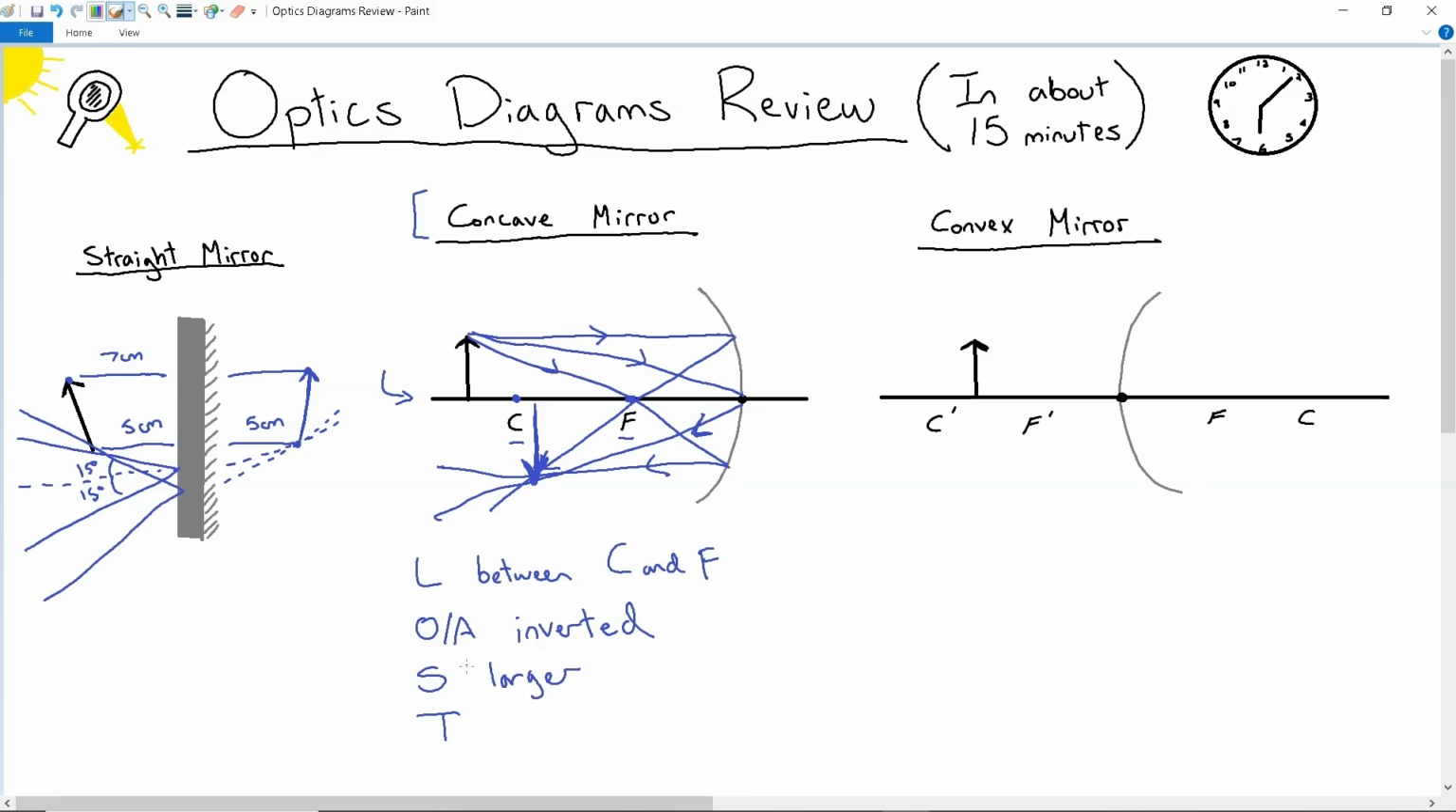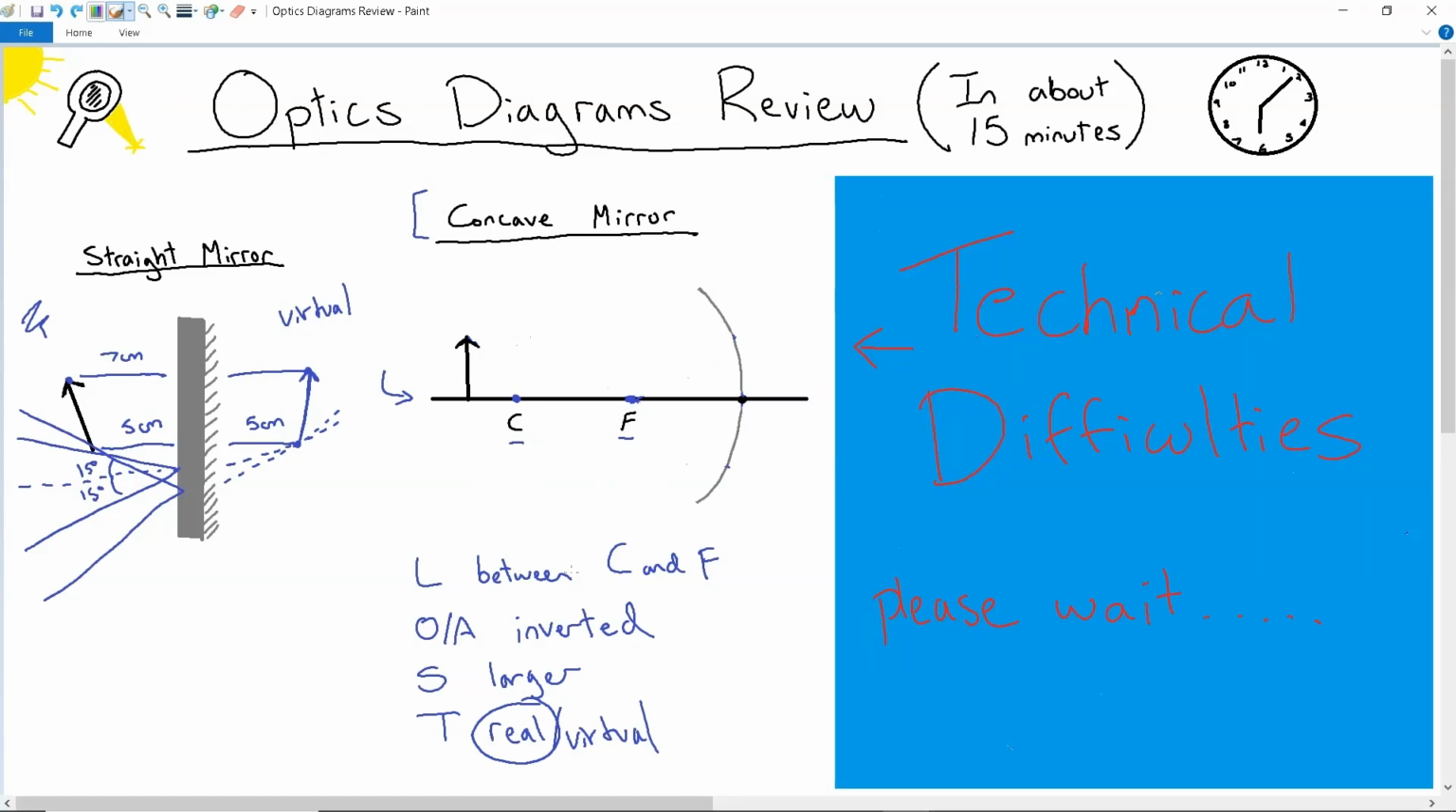And T is for type. So it's either going to be real or virtual. Remember in our straight mirror example, the light reflected back on this side of the mirror, and we were only able to form an image virtually by extending those rays beyond the mirror. So this would be a virtual image. But in our concave example, we actually have real rays of light converging at a point. So this will be a real image.